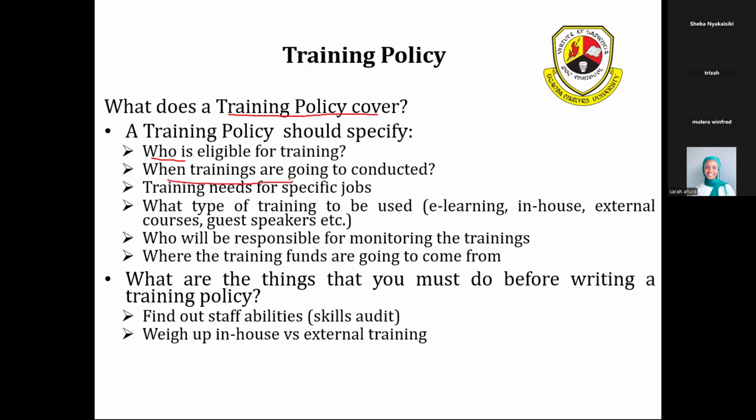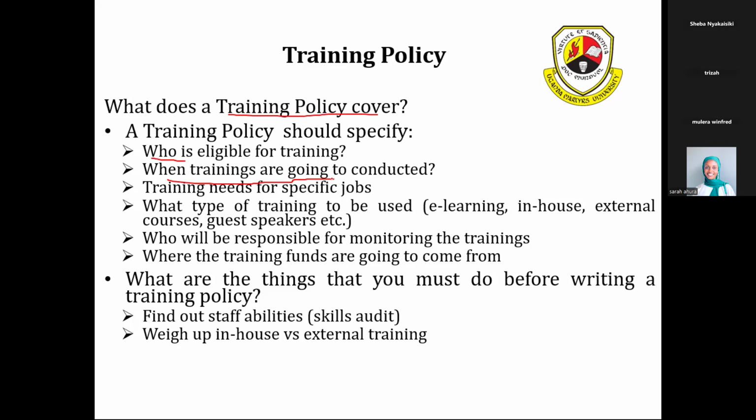When are trainings conducted? Yeah. So there may be trainings when an employee is just coming in. There may be periodic trainings for elaborate systems that need constant renewal. So maybe periodic, that one is periodic.